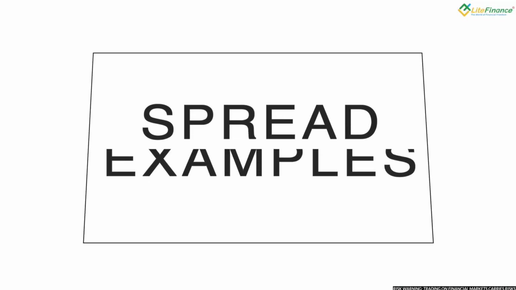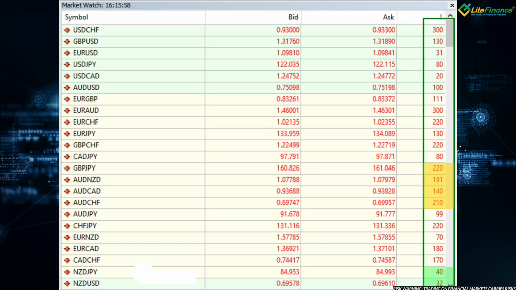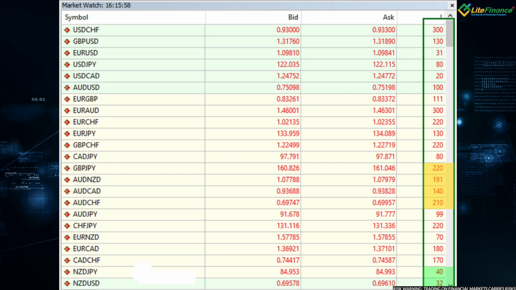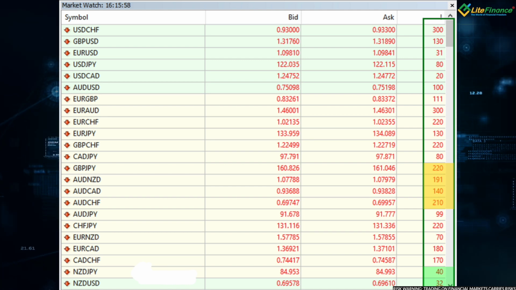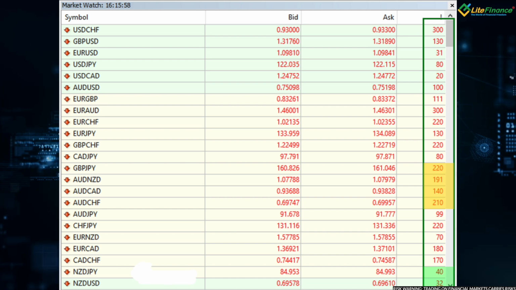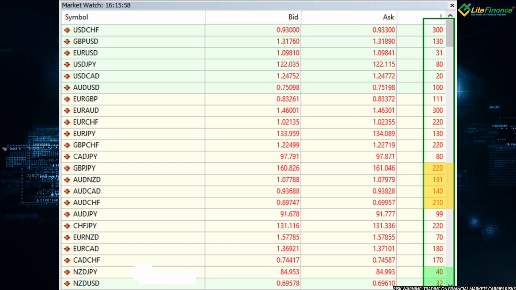So now let's talk about spread examples. Forex spread varies based on several factors. In this chart, in addition to the bid and ask columns, there is a third one that shows the spread size for each trading asset. You see, spreads are quite narrow for some instruments, about 20 to 40 pips. For other assets, the spread size could reach 200 or 300 pips.